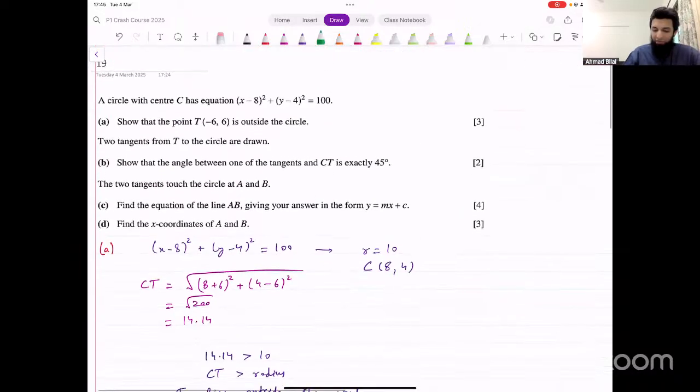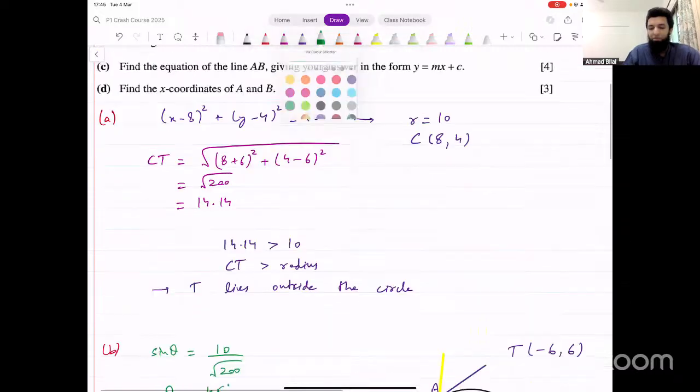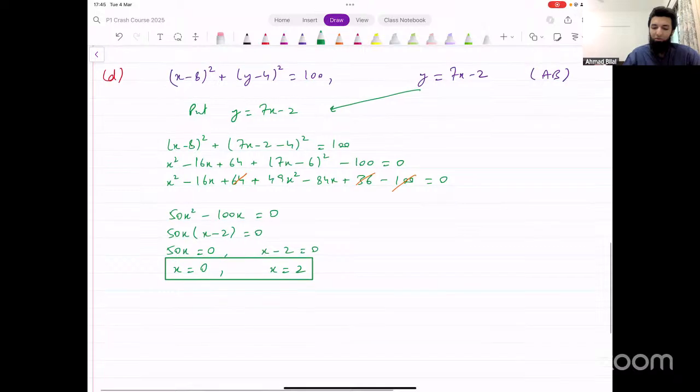Now, we do not know which one of them is A and which one of them is B. So we just leave it like this. One of them is going to be 0 and the other is going to be 2. These are our final results, x equals 0 and x equals 2.